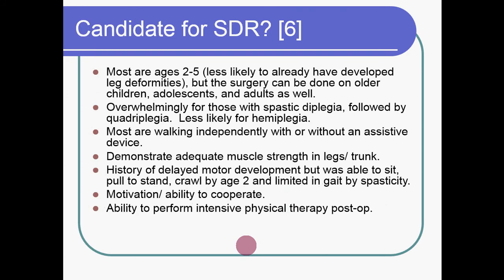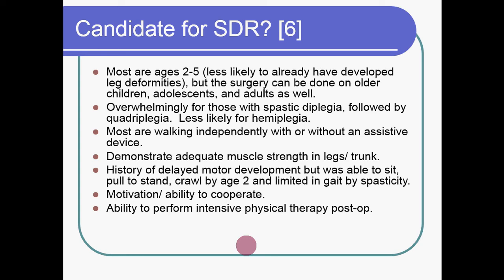So who is a candidate for this procedure? Most are children ages 2 to 5, but the surgery can be done on older children, adolescents, and adults. It is overwhelmingly for those with spastic diplegia, followed by quadriplegia. It is less likely to be indicated for those with hemiplegia.